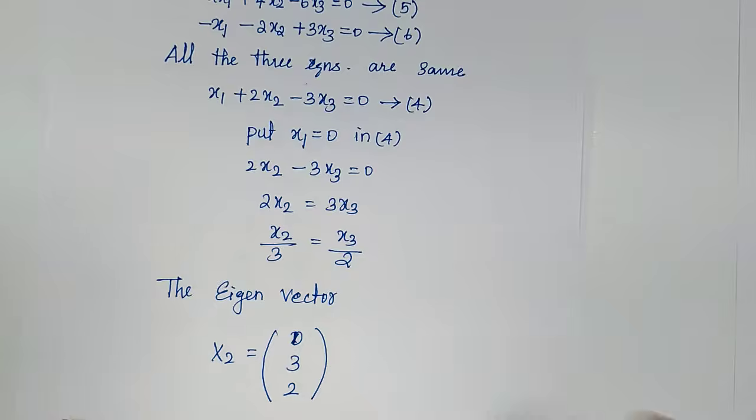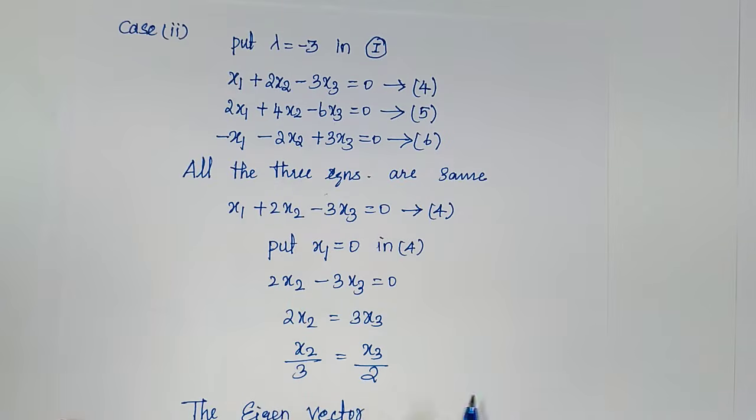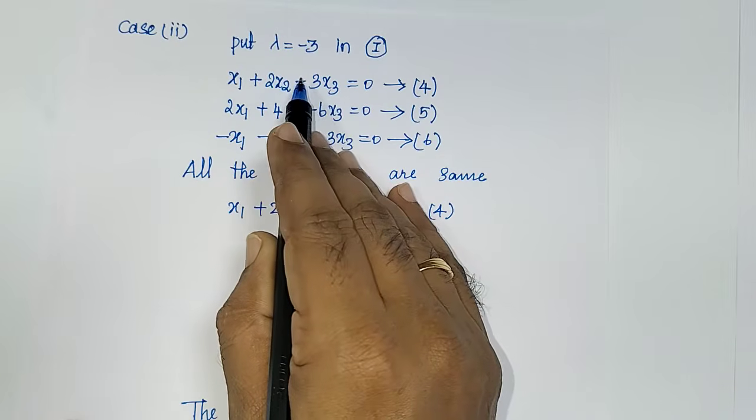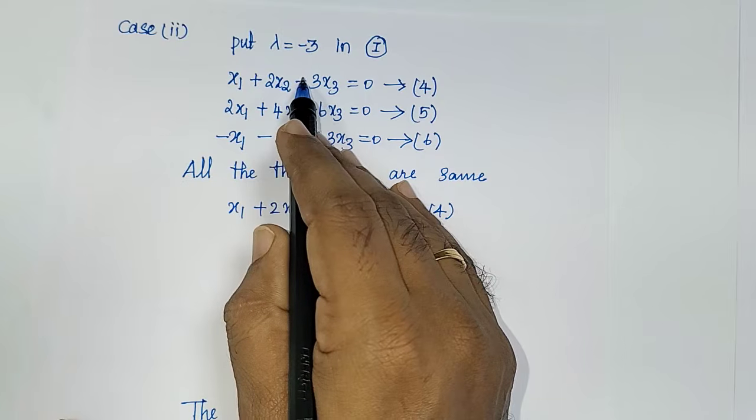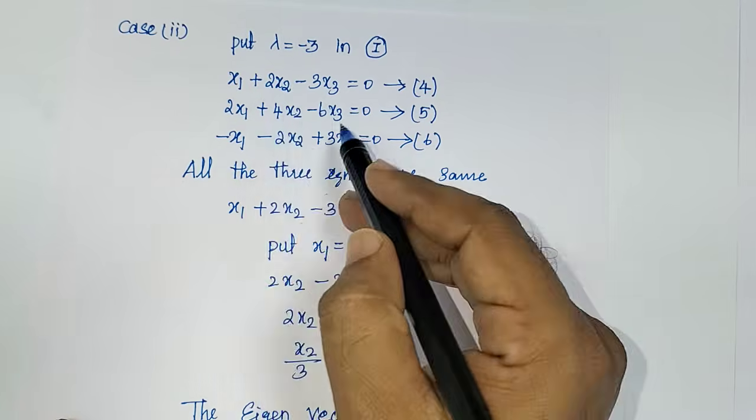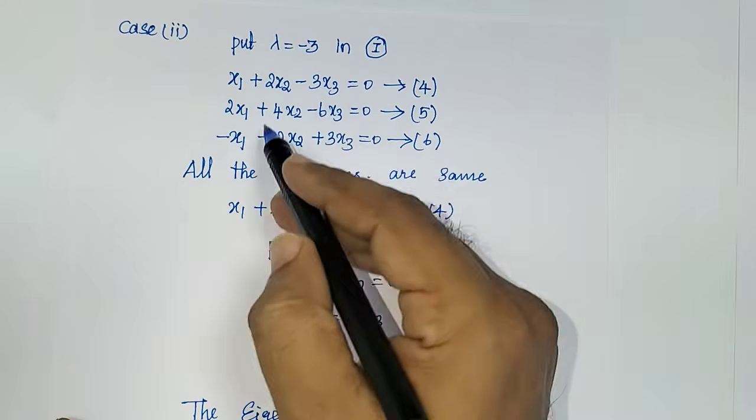So next I am going to substitute in that system of equations the repeated eigenvalue lambda equal to minus 3. When I am substituting lambda equal to minus 3, I will get 3 equations.